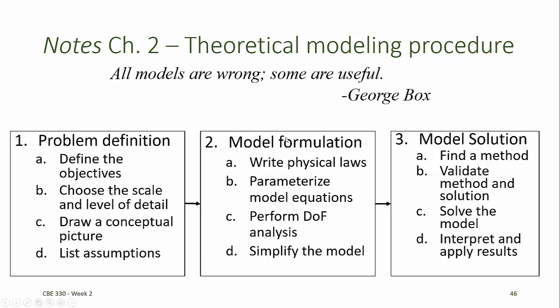In the last video, we talked about these 4 steps in formulating mathematical models based on theory of chemical and biological processes. In this video, we'll talk about finding model solutions, and we'll use our blending tank again as an example. The 4 steps in finding model solutions are to first find a method for solving the model equations, and then to validate the method and the solution. Then we solve the model, and finally, we interpret and apply the results. Until we've interpreted and applied the results, we have not satisfied our model objective.